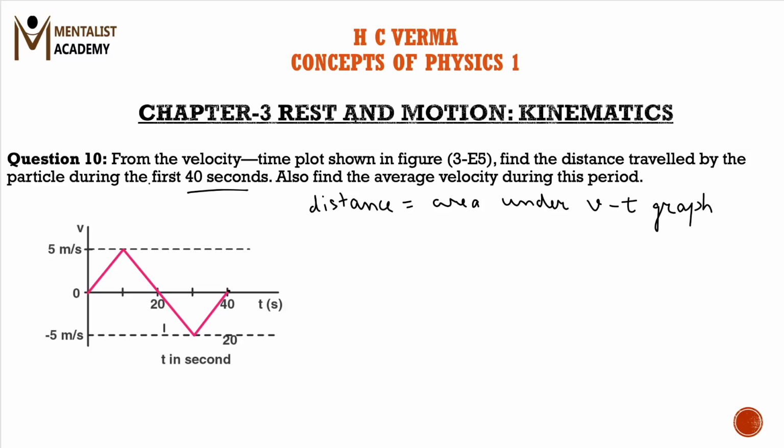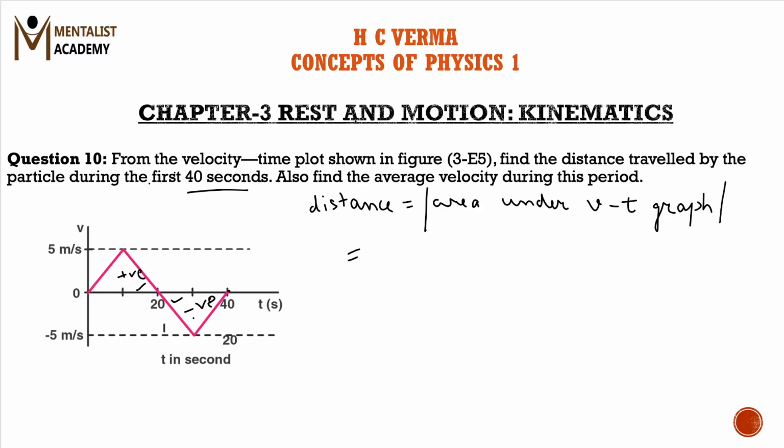Now the area from 0 to 20 seconds is positive and the area from 20 to 40 seconds is negative. We can see that. But for the distance, we will always take the mod. So even if the area is negative, we will take only the magnitude of the area. So now we have to find the areas of these two triangles. So how to find the area? We will just use the formula of the triangle, that is half into base into height.